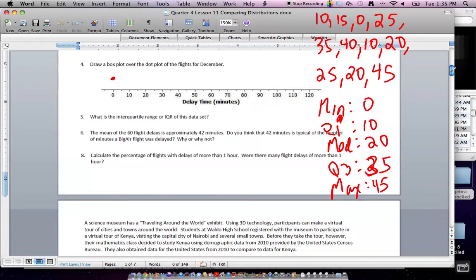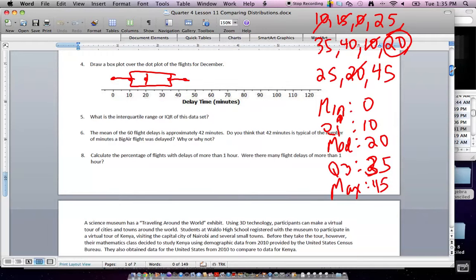Minimum is 0. Quartile 1 is 10. The median is 20. The next one is 35. And the maximum is 45. Wait, but 20 isn't the middle. Here's the thing: it's not the middle of the distance. It's the middle of the scores. If I list all of these scores from least to greatest, there's a total of 11 scores, so the 6th score will be the one in the middle. Do you agree? Check the numbers. 1, 2, 3, 4, 5. There's my 6th score. 20 is the one in the middle.